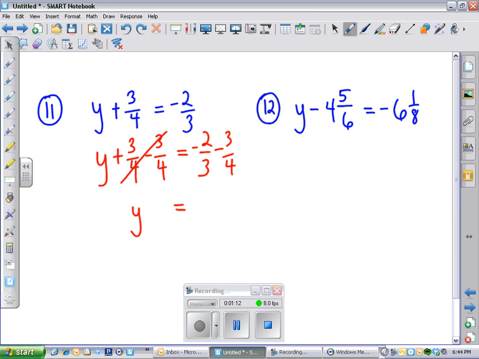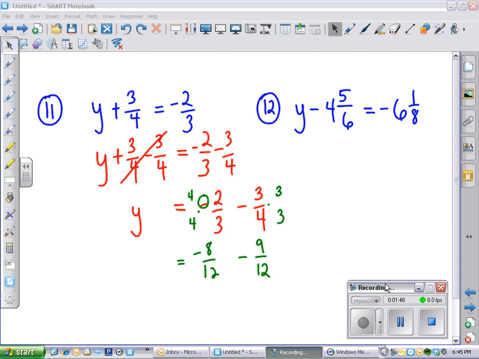On this side, we don't have common denominators, so we'll have to fix that. We have 3 and 4. The lowest common multiple of 3 and 4 is 12. So I'm going to multiply this side by 3/3 and multiply this side by 4/4. So the fractions we'll have here, remember it was negative to begin with. It's going to stay negative. It's going to be 8/12, subtract 9/12.